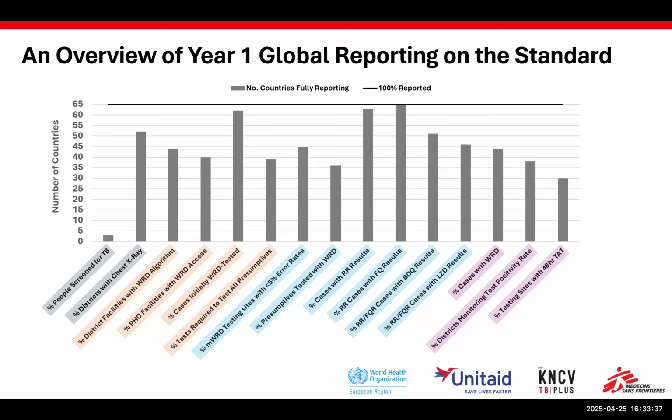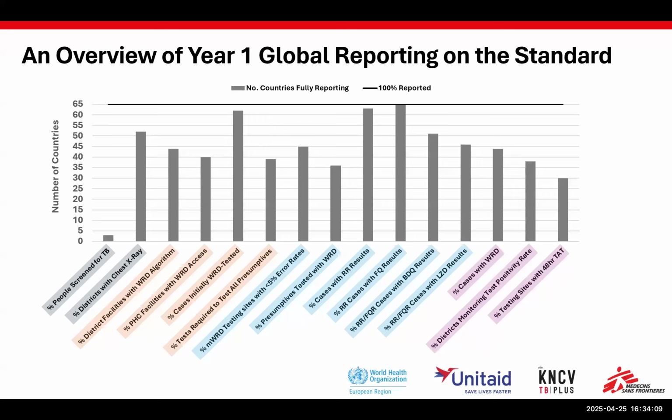Unfortunately, only one of the benchmarks achieved 100% reporting by member states. And in order to calculate these benchmarks, what we mean when we say 100% reported was both the numerator and the denominator could be reported on. So, for example, in the first benchmark, the percent of people screened for TB, in order to be fully reported, countries would have needed to report on how many people were eligible for screening and then how many of those that were eligible were screened. That is how the percentage is calculated.